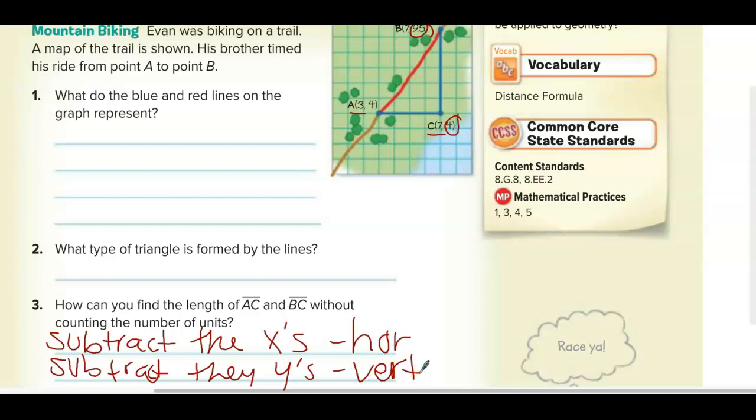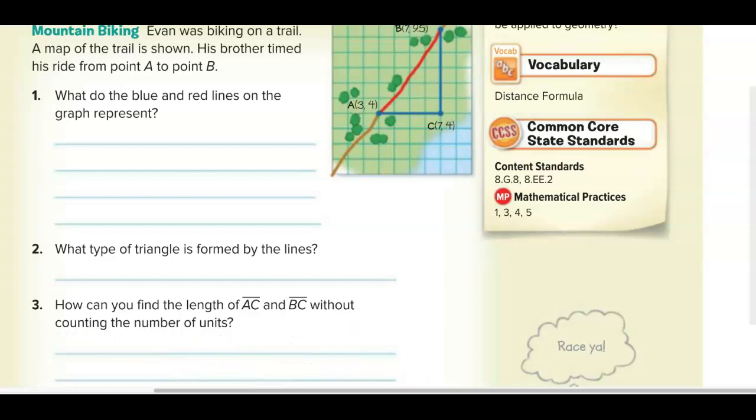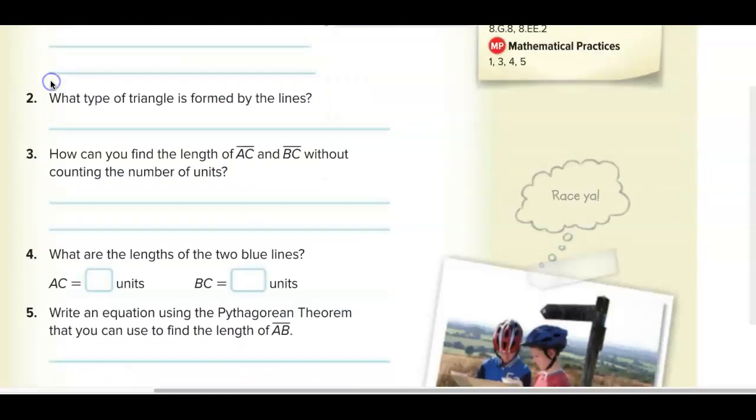Question? Okay, because we kind of talked about that change before. So then we found out that the length of AC was 4, because we took 7 minus 3. And then we figured out BC was 5.5, because we took 9 and 5/10 minus 4. Yes. Yep.